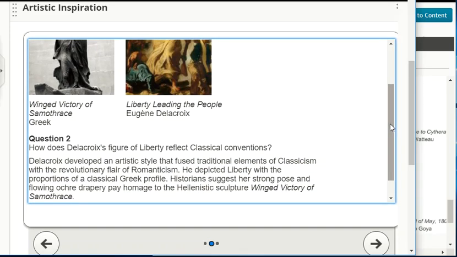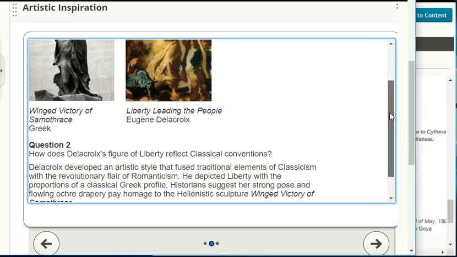Delacroix developed an artistic style that fused traditional elements of classicism with a revolutionary flair for romanticism. He depicted liberty with the proportions of a classical Greek profile. Historians suggest her strong pose and flowing ochre drapery pay homage to the Hellenistic sculpture Winged Victory of Samothrace.